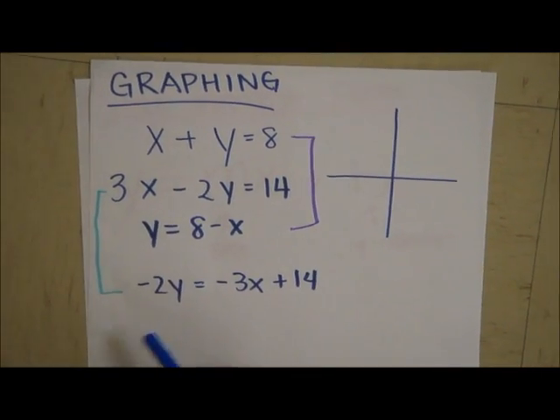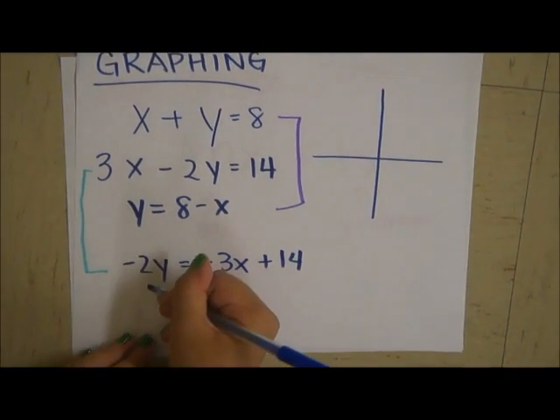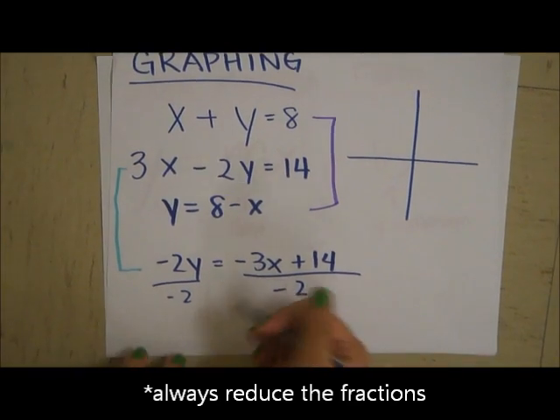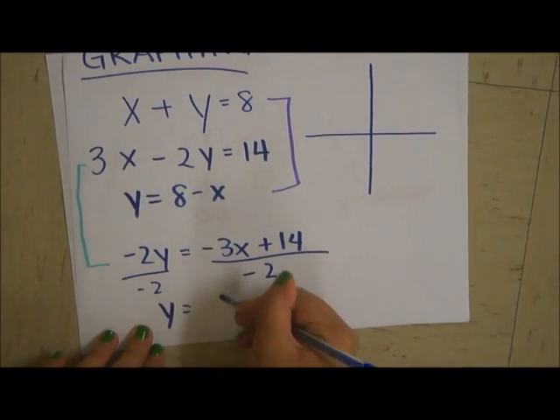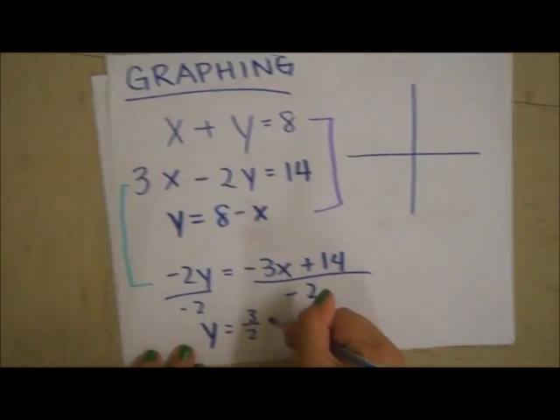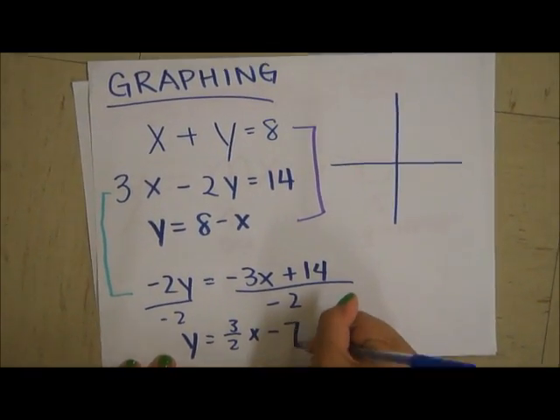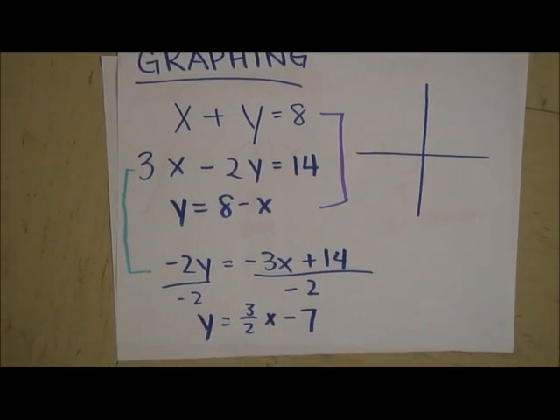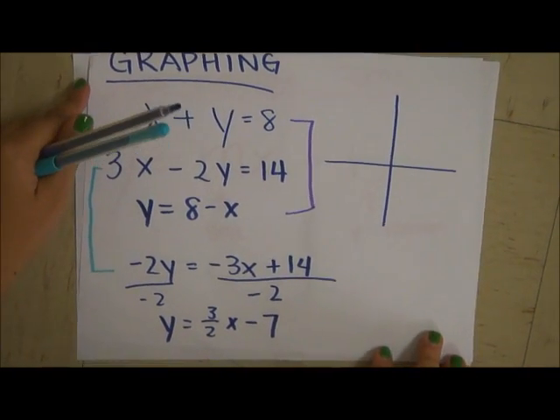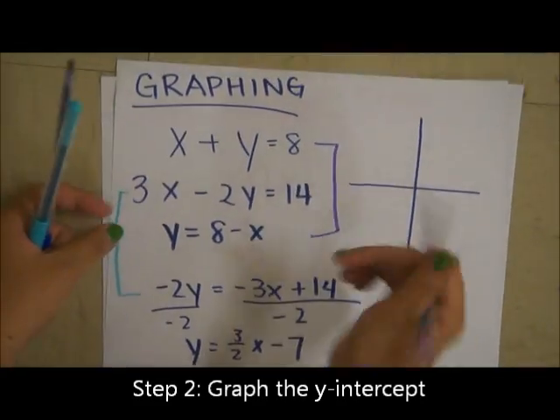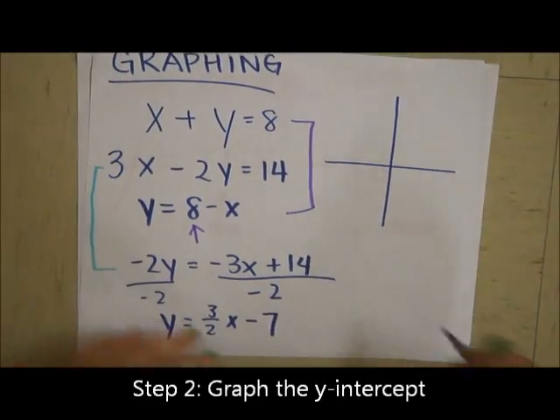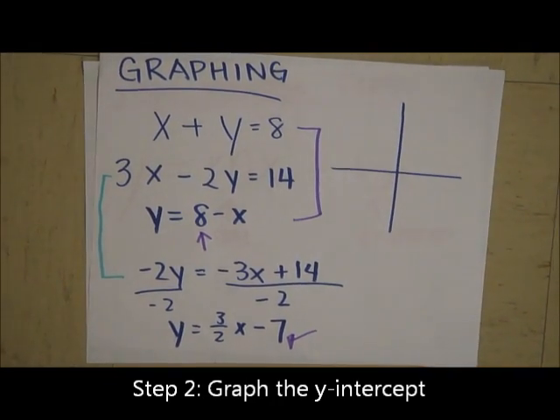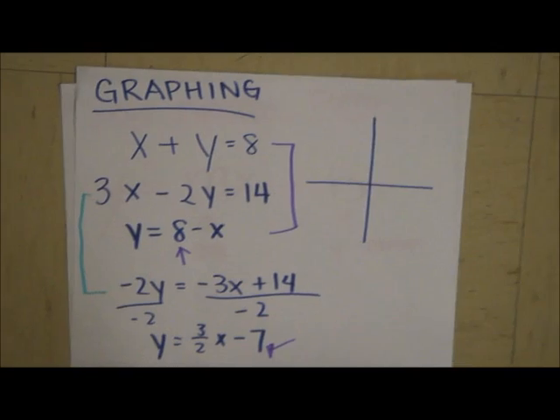But because y is not alone yet, you have to divide by negative 2 to both sides. And then you get y equals 3 over 2 x minus 7. Then you have to look at the y-intercepts. So over here, it's 8, and over here is negative 7. Then you put that on a graph.